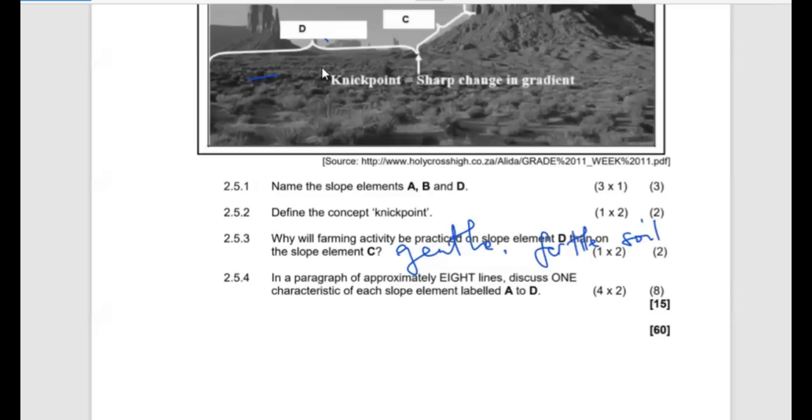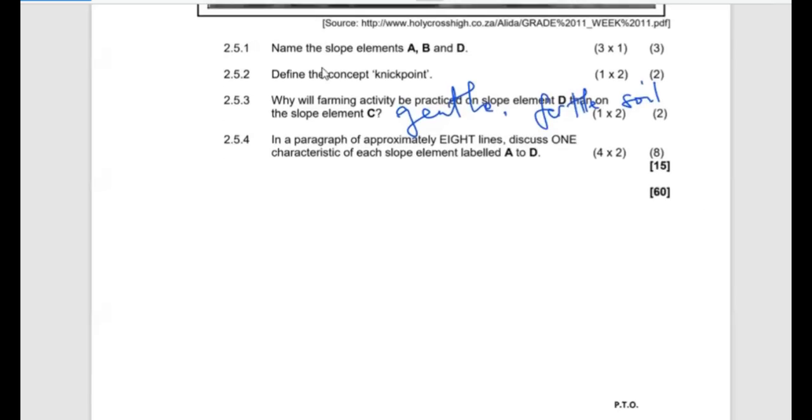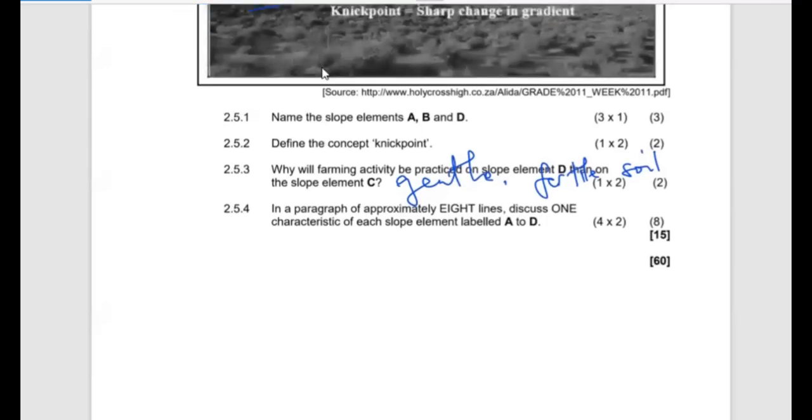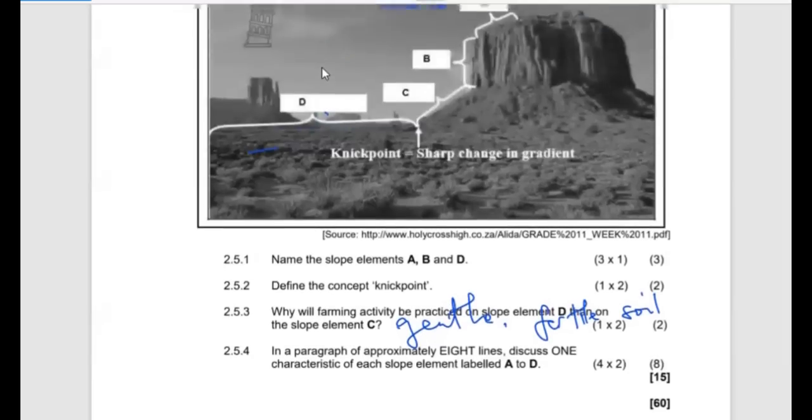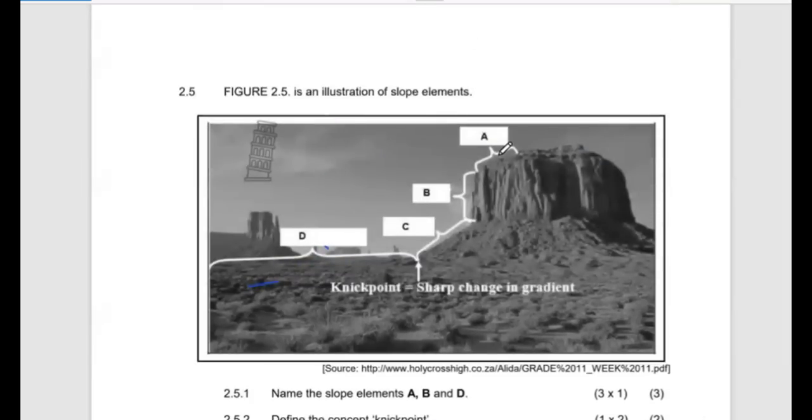Right. In a paragraph of basically 8 lines, discuss one characteristic of each slope element labeled A to D. So you're supposed to describe the characteristics of the slope elements as indicated on the labeled parts of the illustration. You start with the first part here. You explain the nature of the slope there, and you explain the processes that might be taking place there. Like talk of mass movement process is most likely to happen at A. There's gradual movement of material like soil creep in the uppermost part of the slope.